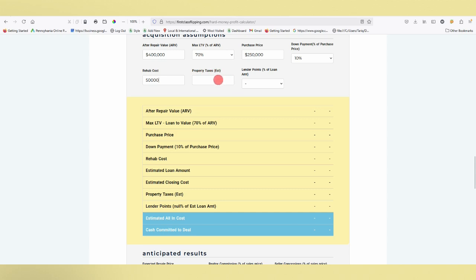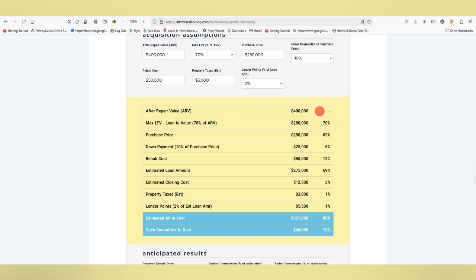Next it's going to ask, what is your property tax estimate? Let's just roughly say $3,000. And being that you're using a hard money lender, usually they charge points. So how many points? Let's say your lender charges you 2 points. See how it automatically populated everything for you right here.